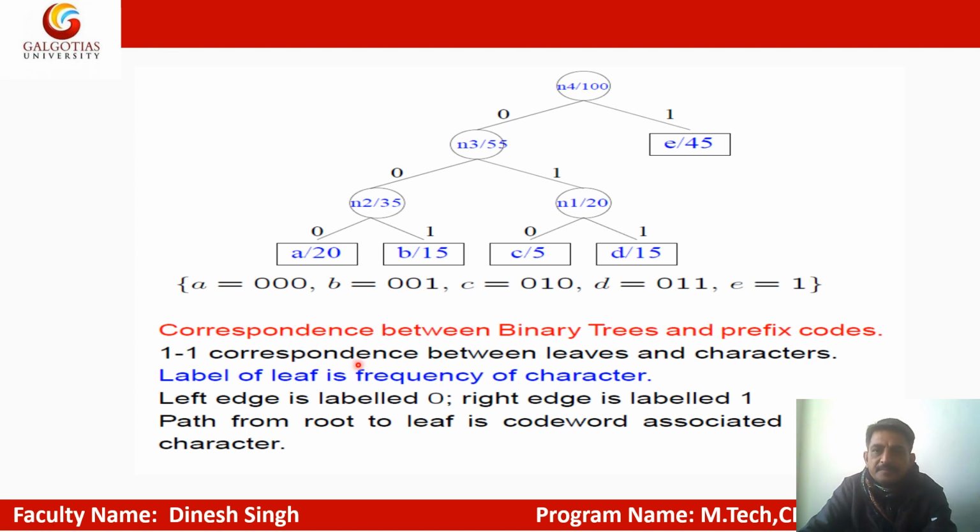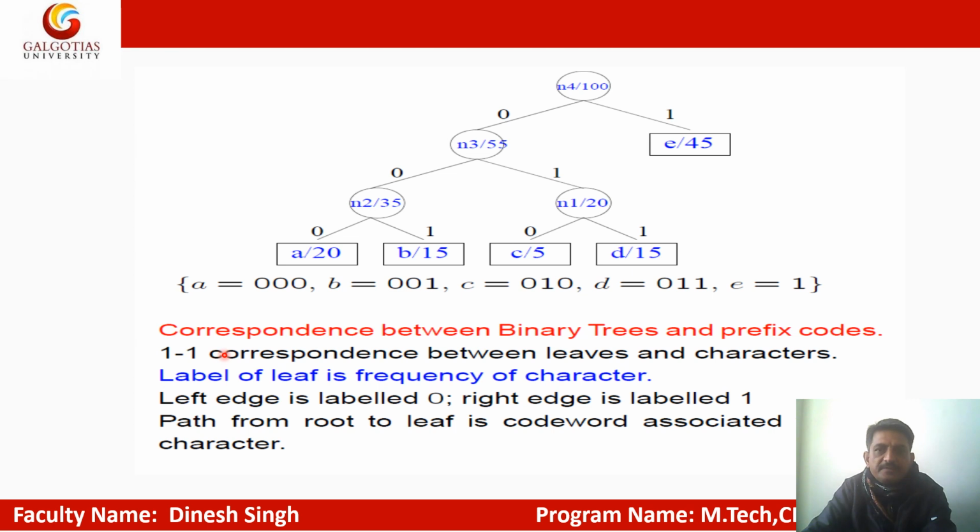This is the binary tree of the prefix code. Now to find the code for a particular character, you can see here A is 000, B is 001, C is 010, D is 011 and E is 1. So after drawing this tree, we can easily assign the prefix codes to each character.